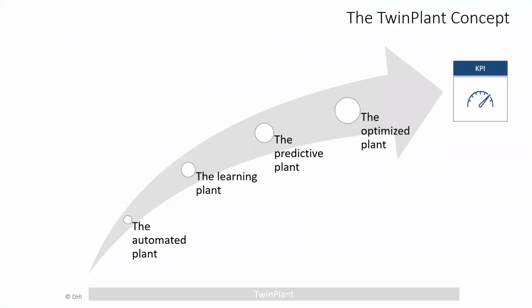implementation. The concept Twin Plant covers a bit more than what you would normally call a typical digital twin. We have these four steps here that we call the automated plant, the learning plant, the predictive plant, and the optimized plant. And Twin Plant covers all of them.